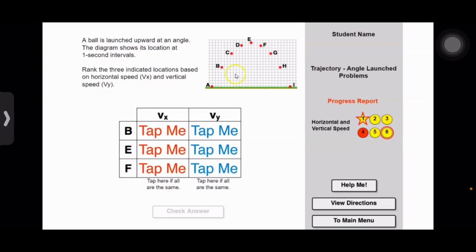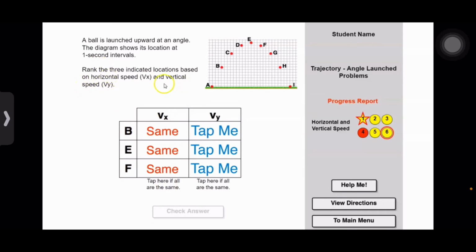Okay, so unlike in the other one where it was B, D, and E or something, I don't remember, in this case we have B, E, and F. And like I said, horizontal is always going to be constant. Even at the peak it's going to be the same number that it started with till the end, so that's always going to be the same.